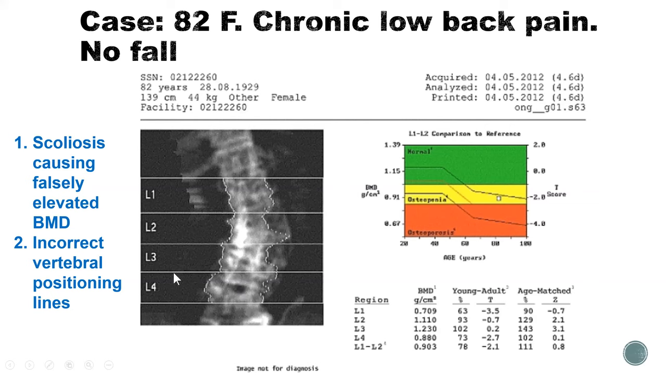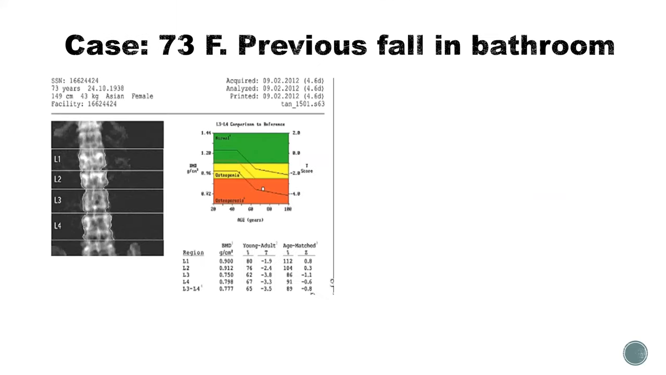So you can see that they've just put the lines at equidistance from each other, whereas possibly the L1 should go across here and here, and then L2, it's so difficult to tell here, but for L3, one of the intervertebral spaces is going this way as well. So again, this scan is not interpretable, and you should probably just look at the hip scan for this lady.